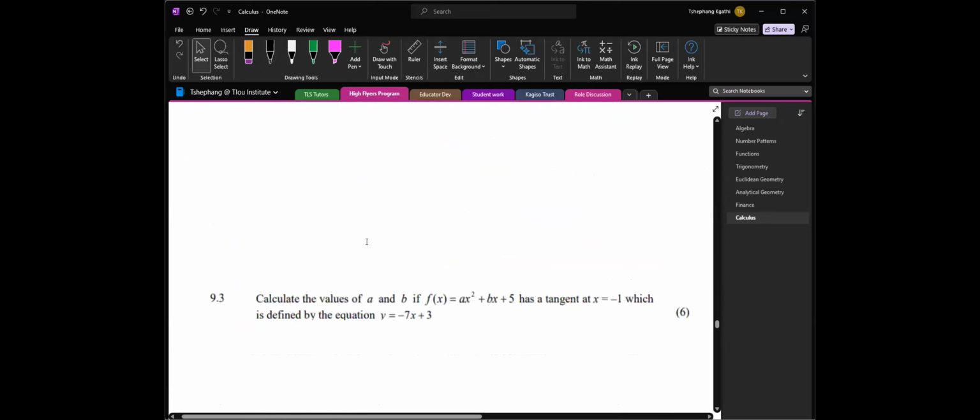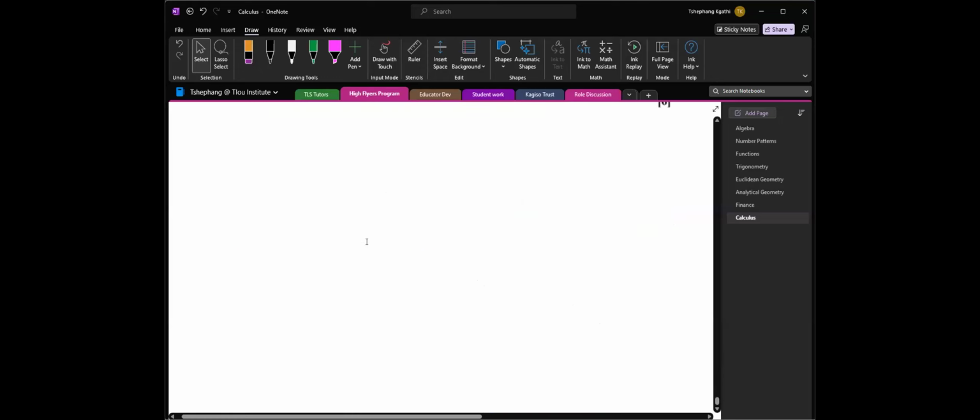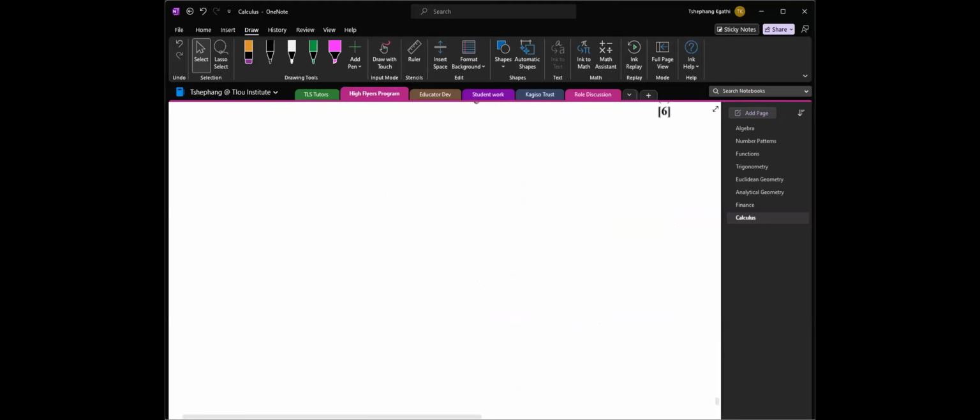Now, what I want to jump to is to do another question where we sketch a graph. Maybe let's sketch a graph together. Okay, I'm going to share another screen in a second.